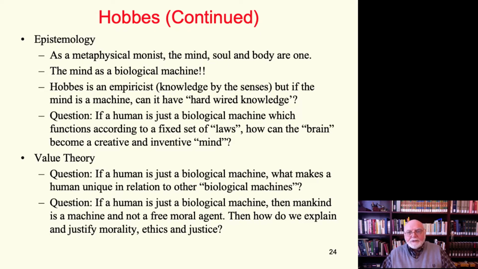Hobbes is an empiricist. He knows things by the senses. But if the mind's a machine, can it have hardwired knowledge? In other words, would Hobbes be able to seriously argue that the mind knows absolutely nothing? Of course, if you define that hardwired knowledge as being instinct or something else, then quite clearly you could argue that.